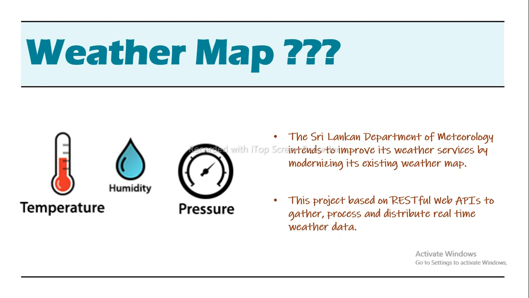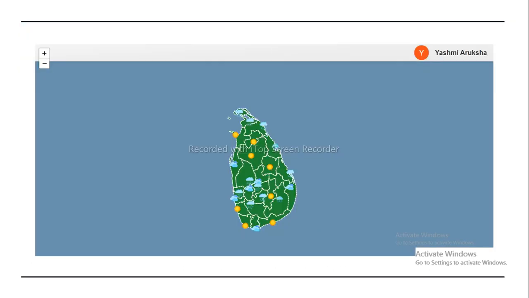This project is based on RESTful web APIs to gather, process and distribute real-time weather data. Let's move to the next slide. Here you can see the Sri Lanka map has appeared with current weather types shown by icons: the clouds, the sun and the rainy clouds. Those icons display the current weather situation in that particular district.